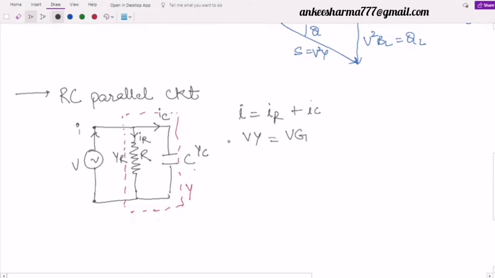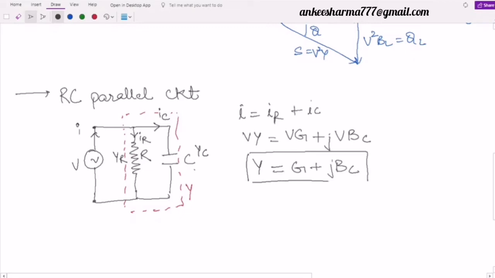As it is a capacitor, the current leads the voltage. It means definitely there will be a phase shift of plus 90 degrees. So for the plus 90 degrees, I will use plus jV into BC. Or simply I can write the combined admittance Y is equal to G plus jBC. Is it clear why I have used BC?